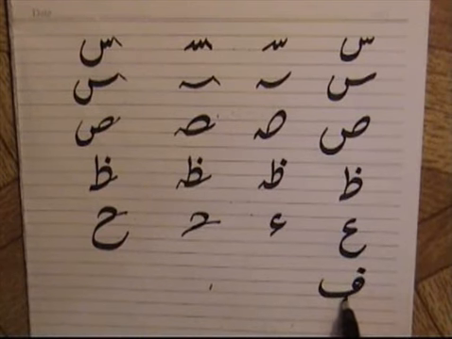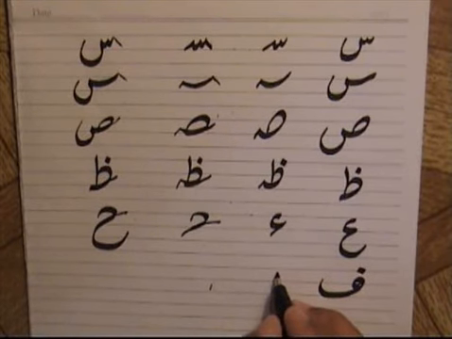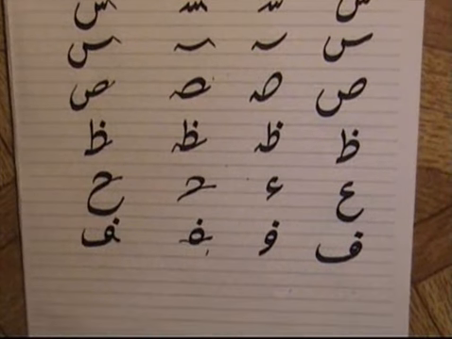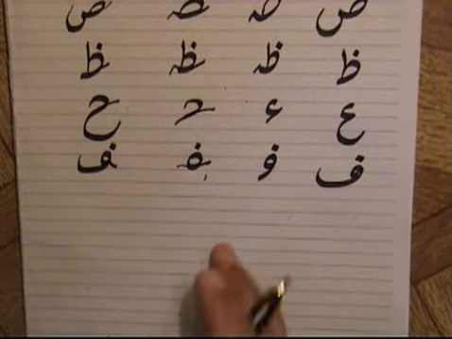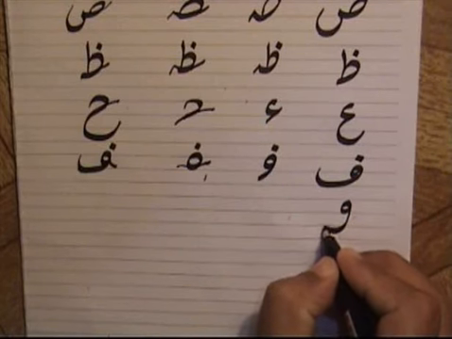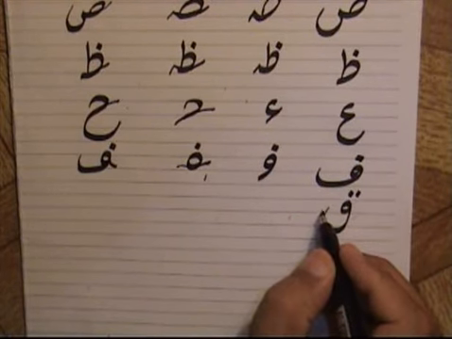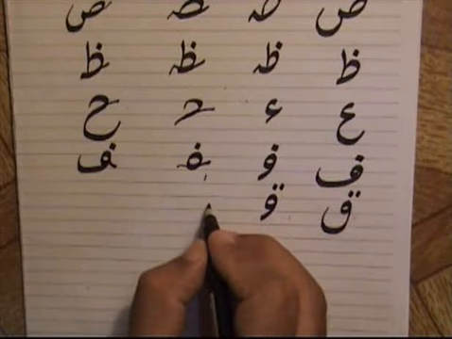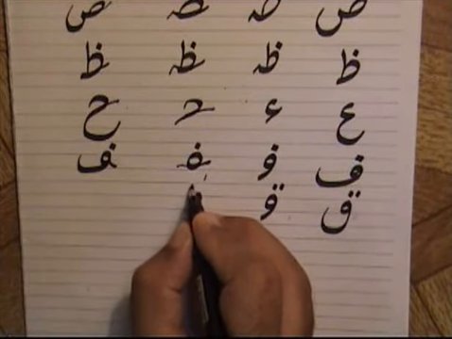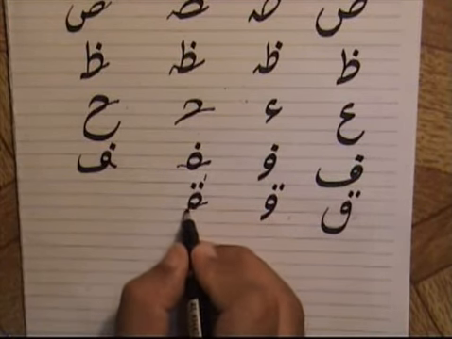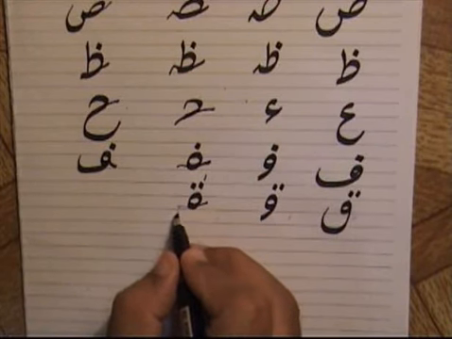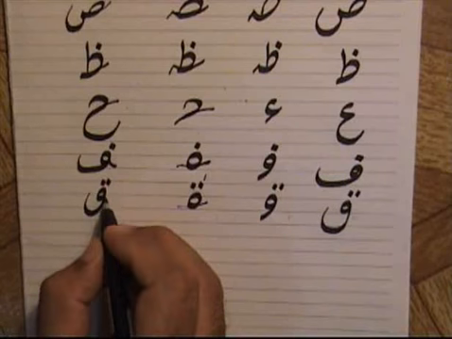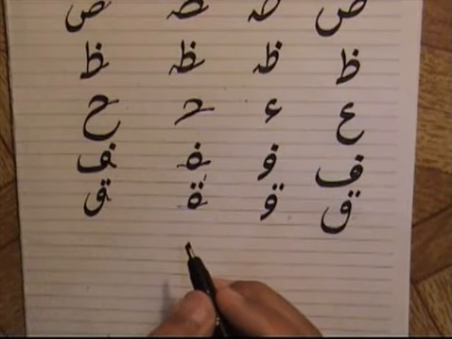Fe, independent position of the fe. The initial position of fe is like this. For kaf, the initial position is like this, the medial position is like this. This is the connector for the previous letter and the connector for the next letter, and the final position of kaf, and we have a connector here.